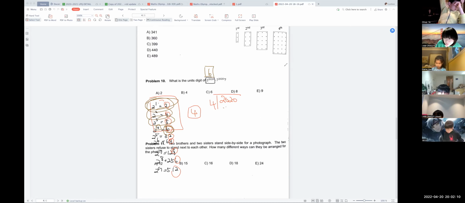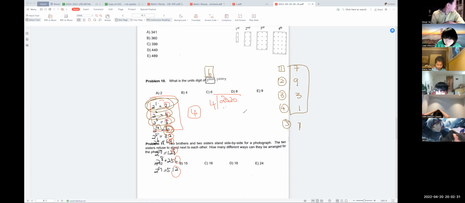How about 7? 7 is the same thing. Power 1 is 7, power 2 is 9, power 3 is 3, and power 4 is 1. Again, power 5 will have last digit 7 again. So 7, 9, 3, 1. I divide 2020 by 4, still no remainder, so the unit digit is 1. So 6 times 1 equals 6. The answer is 6.